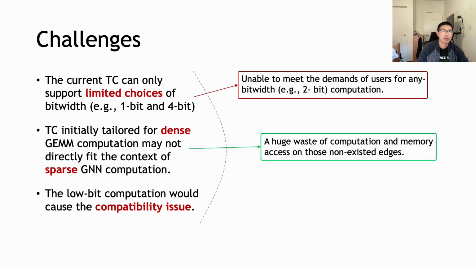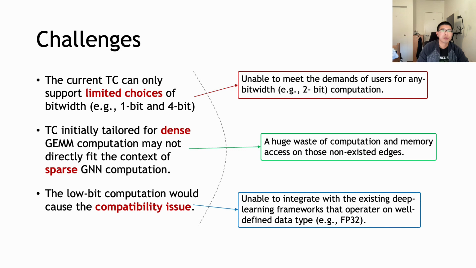And finally, the low-bit computation could cause a compatibility issue, because we are unable to integrate the existing deep learning frameworks that operate on well-defined data types like FP32 with this low-bit data type.